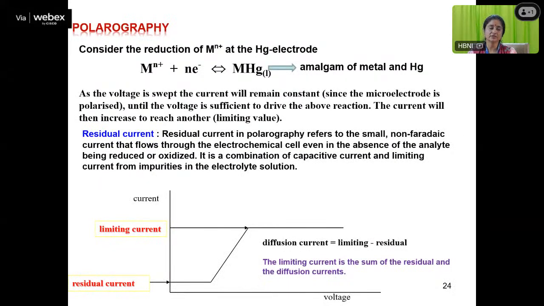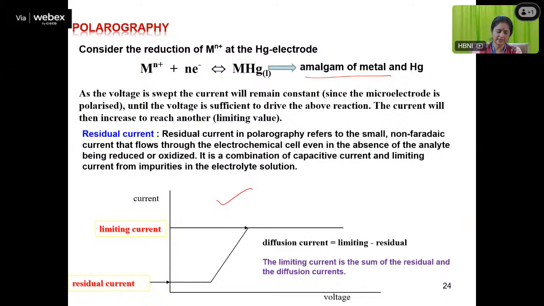Now let us focus on polarography, which uses a mercury electrode, because that is the most common one. So consider the reduction of a metal ion at the mercury electrode. What will happen? The metal ion, when it is getting reduced, will form an amalgam of the metal at mercury. As the voltage is swept, the current will remain constant since the microelectrode is polarized, until the voltage is sufficient to drive the above reaction. Now the current will then increase to reach another limiting value. So this type of curve you will be getting in the case of polarography.